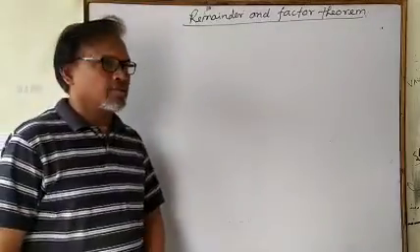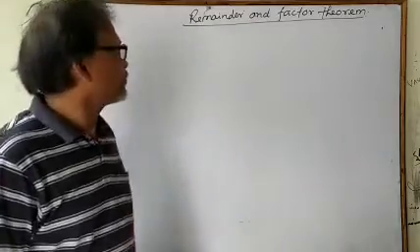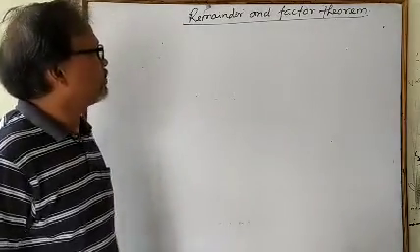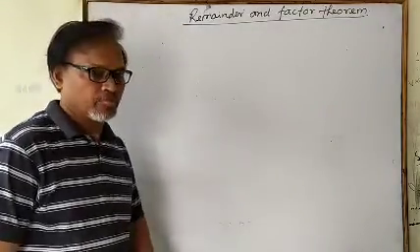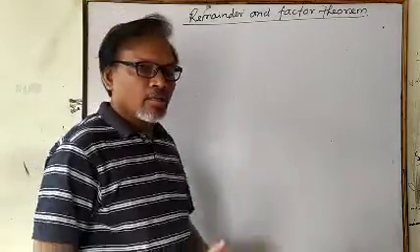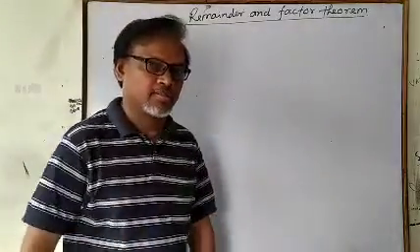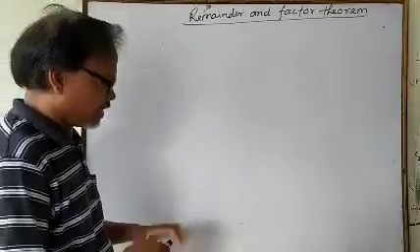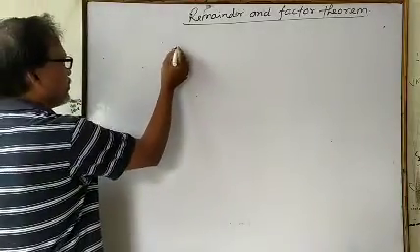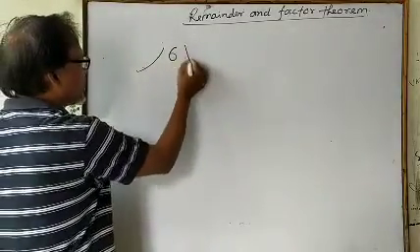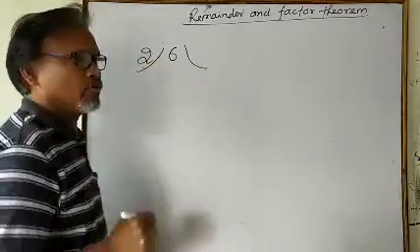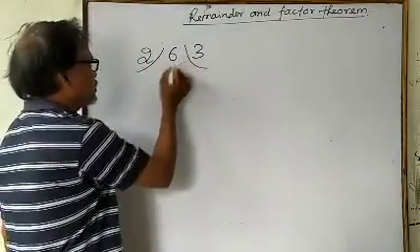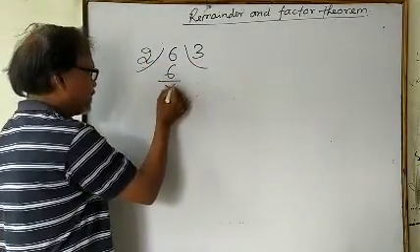Dear students, in this video, I will tell you about the remainder and factor theorem. What is the factor? I give you some example. If you have 6 and it is divided by 2, what you will get? 2 3s are 6 and the remainder is 0.